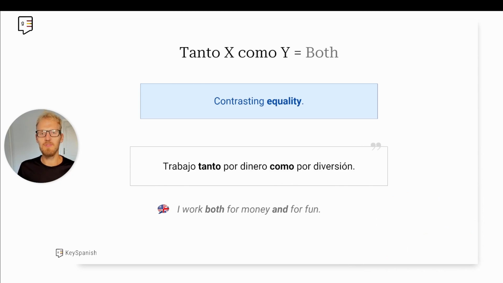One more example. Trabajo tanto por dinero como por diversión. I work both for money and for fun. This is not true. I just work for money, not for fun. Now you not only know the general uses of tan and tanto, but now you can make comparisons. Remember tan como, tanto como, with both verbs and modifying nouns. And now you can say both this and that. Tanto esto como lo otro.